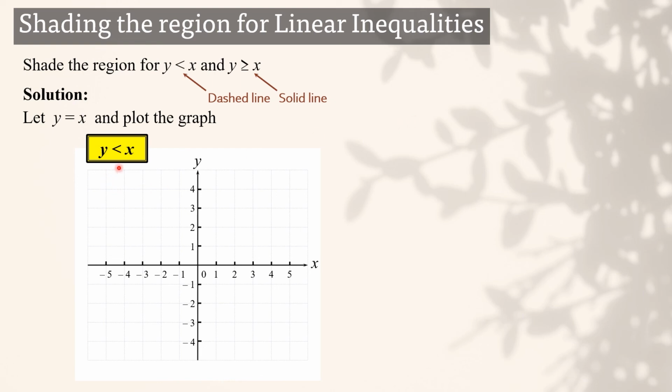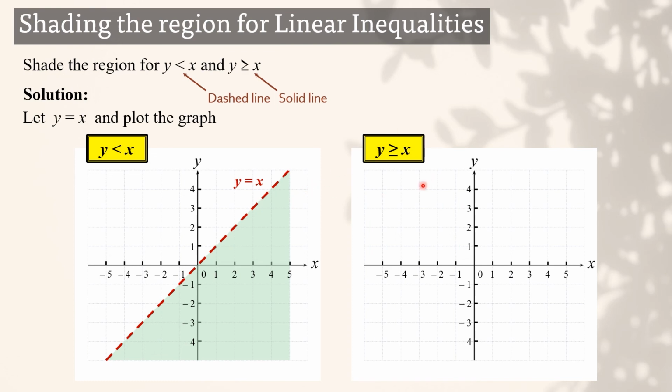So for y less than x, we're going to use a dashed line. So here is the dashed line. For less than, we're going to shade the region below the dashed line. For the second example, y greater than or equals to x, we will use a solid line. For greater than or equals to, we're going to shade the region above the line.